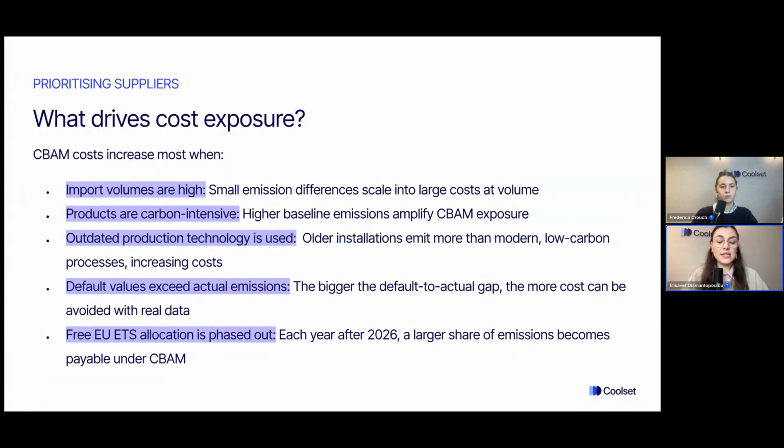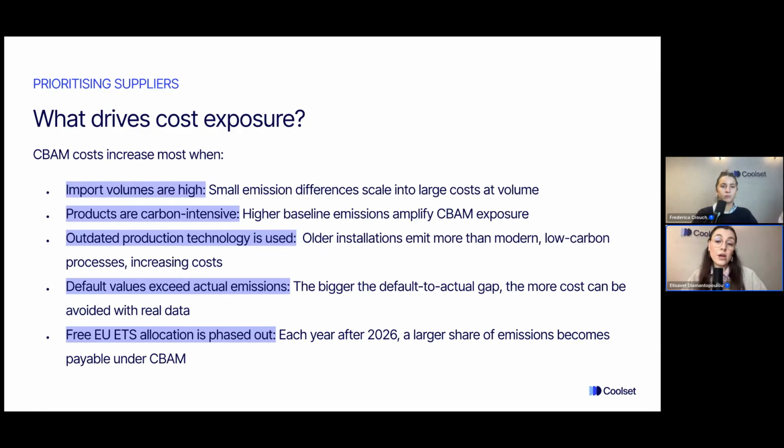So it's important to understand what contributes to the costs getting higher. The CBAM costs tend to increase when we import volumes, of course, that are high, and that's something that we cannot do anything about when it comes to CBAM. But the second factor is also how carbon intensive these products are.